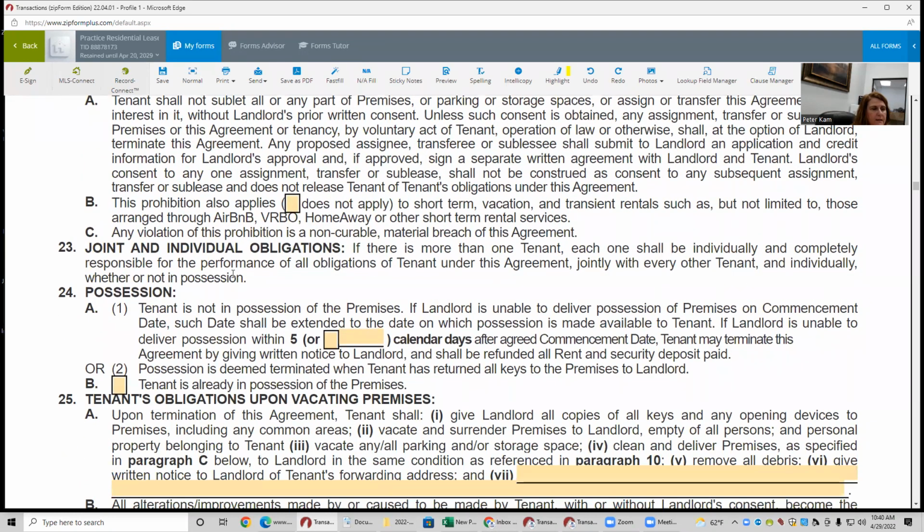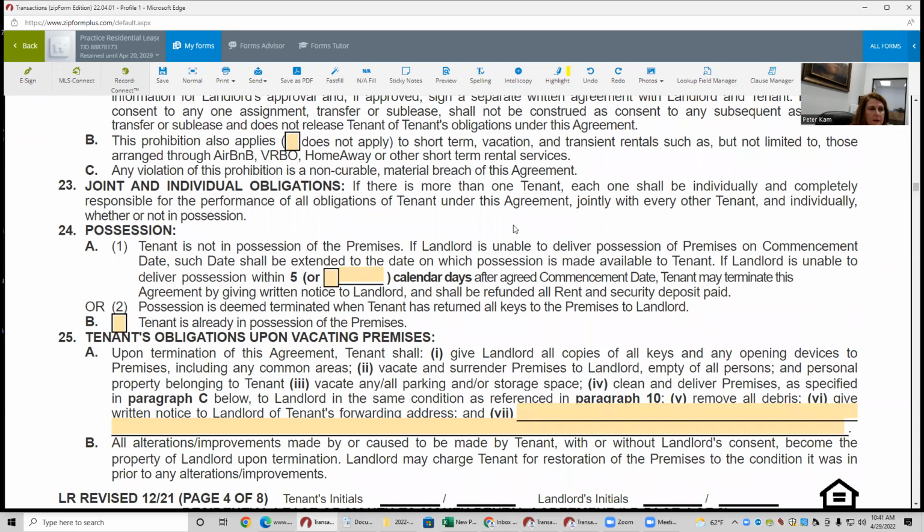Joint and individual obligations. Sometimes you'll have students, there'll be 3 or 4 of them in one unit. So if there is more than one tenant, each one shall be individually and completely responsible for the performance of all obligations of tenant under this agreement jointly with every other tenant and individually, whether or not in possession. So we do have young people renting together. So that covers that they're responsible in full for that lease if they sign this document.